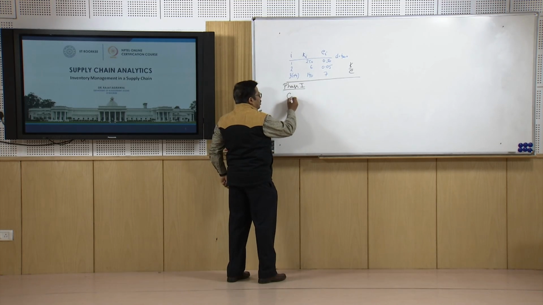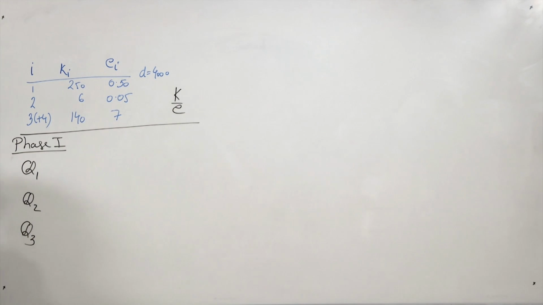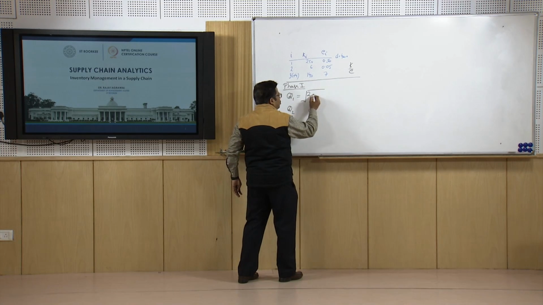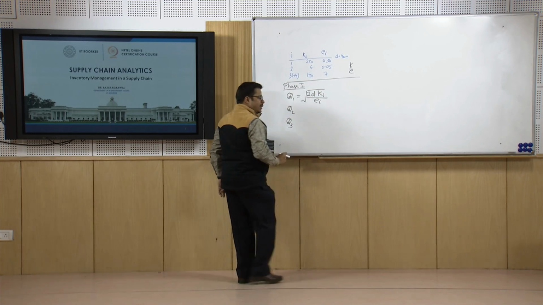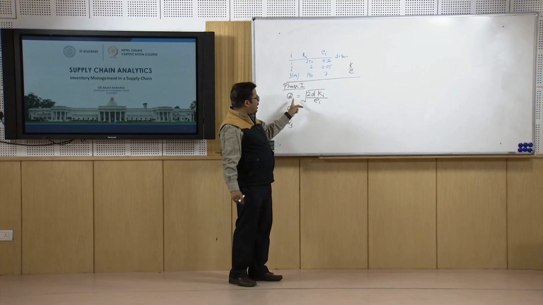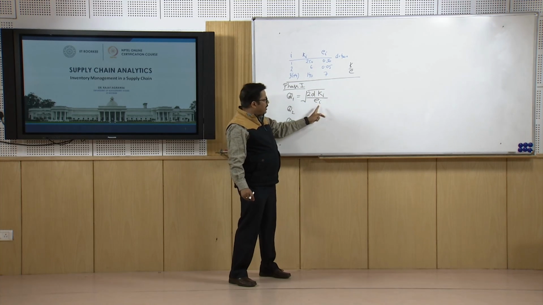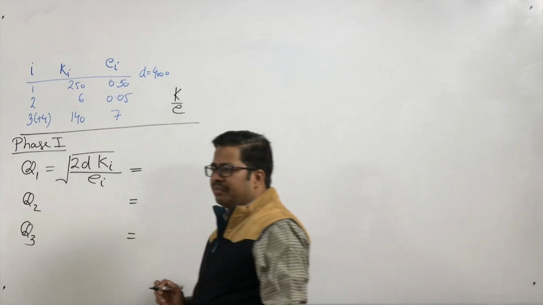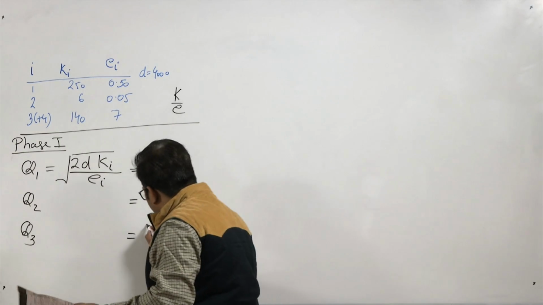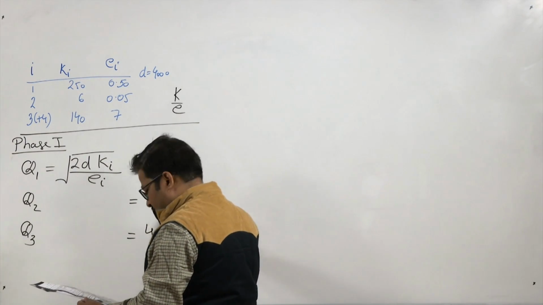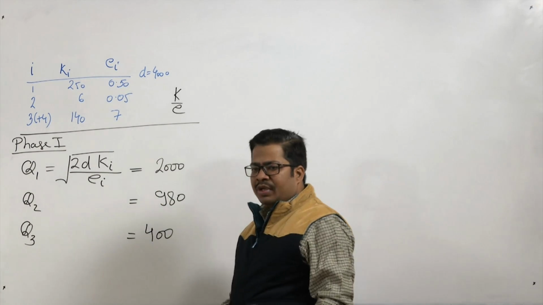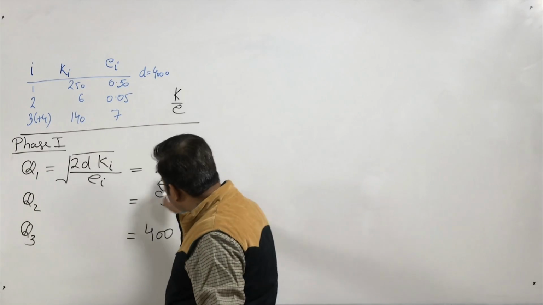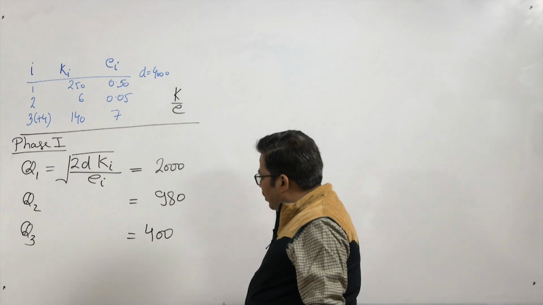So, you will calculate Q1, Q2 and Q3, and these Qs will be calculated using our basic EOQ formula, which is square root of 2D Ki upon Ei, and use this formula. So, Ki in the case of installation 1 will be K1 upon E1, here it will be K2 upon E2, and here it will be K3 upon E3. And when you calculate these values in phase 1, the answer will come 400, then 980, and then 2000. These are the values you will get by putting D equal to 4000, and K upon E will change depending upon 1, 2, 3, and these are the values for inventory stocking at different levels.